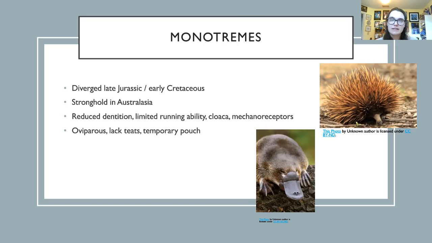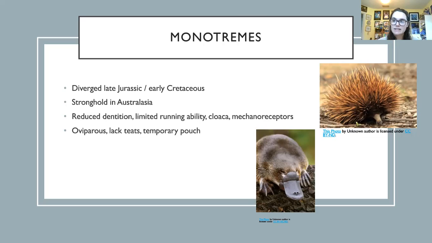They have reduced dentition or just lack teeth altogether. They have limited running ability. They do have a cloaca, so very similar to birds and reptiles, which is very interesting. And they also have mechanoreceptors and electroreceptors on their bill or beak, very similar to the ampullae of Lorenzini in sharks. And for reproduction, they are oviparous or egg-laying mammals.